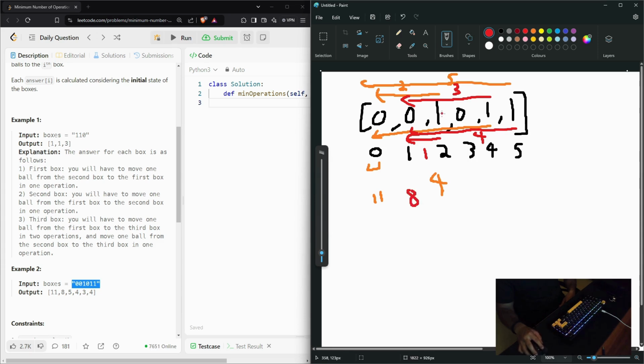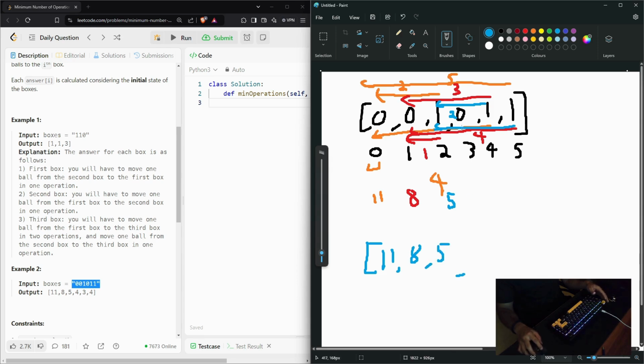For this index we see a ball is already here, so now we will have to effectively move just 2 balls. So our solution becomes 2 units for this distance, and then 1, 2, 3, a total of 3 units here. So this becomes 5. I'm going to write the answer here. So 11, 8 and 5 as of now.